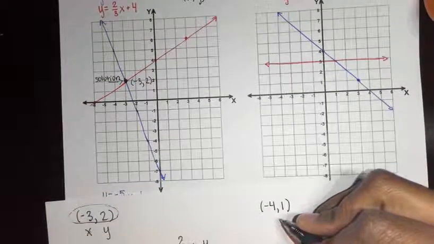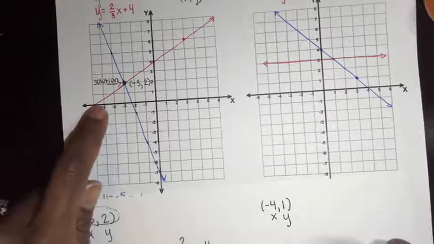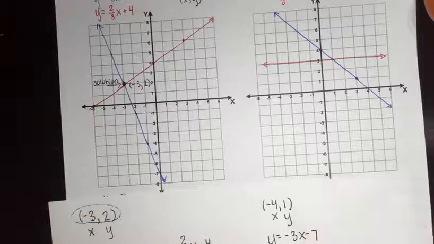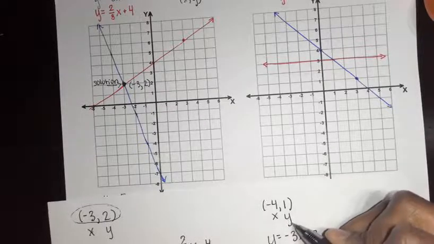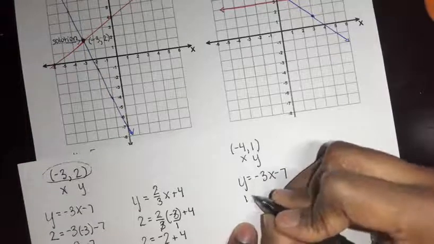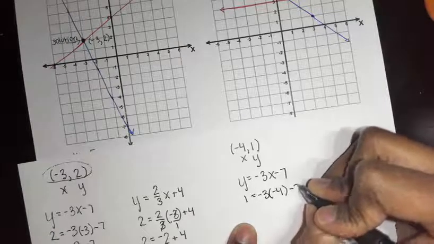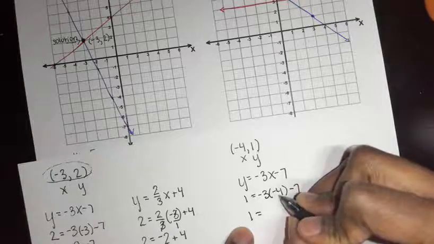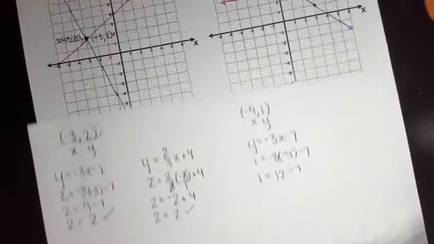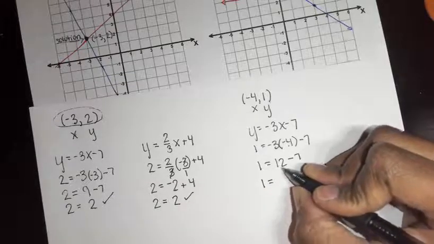So I would have -4 as my x and 1 as my y, and if I try to plug that into this blue line, y equals -3x minus 7, let's see what happens. So I have y, which is 1, equals -3 times x, which was -4, minus 7. That's 1 is equal to -3 times -4, which is 12, minus 7. And that ends up giving us 1 equals 12 minus 7 is 5.